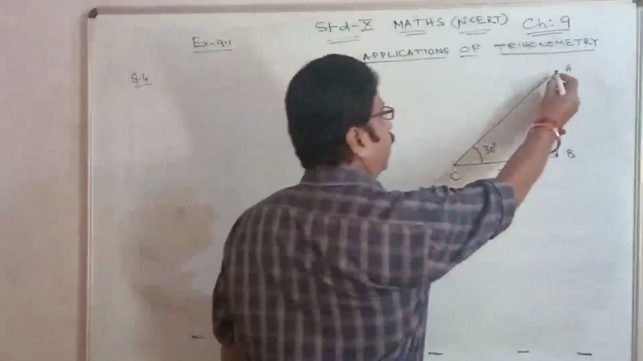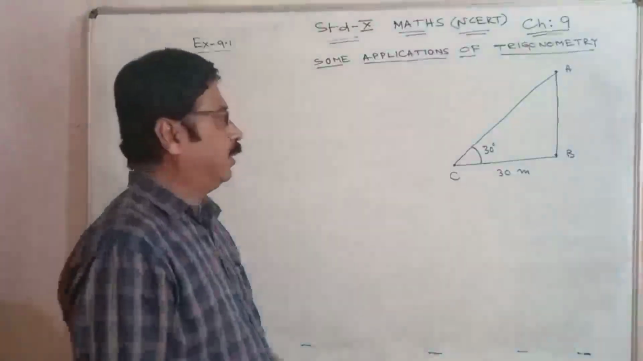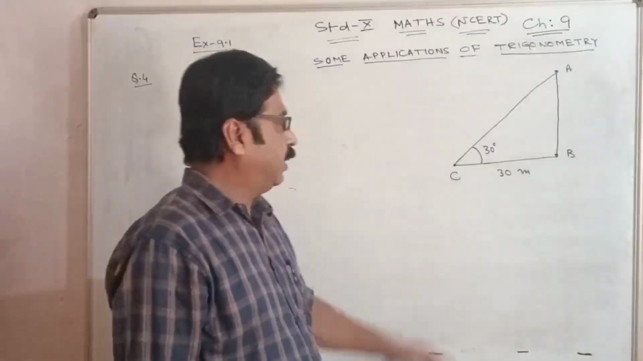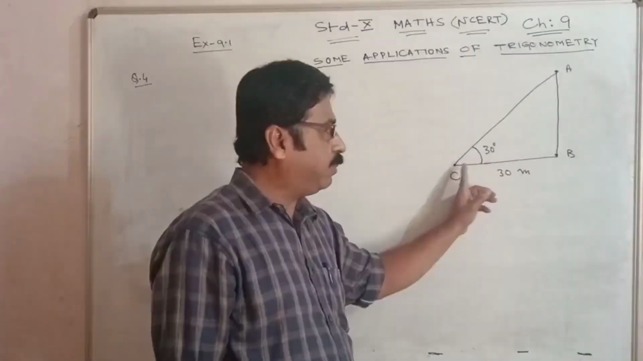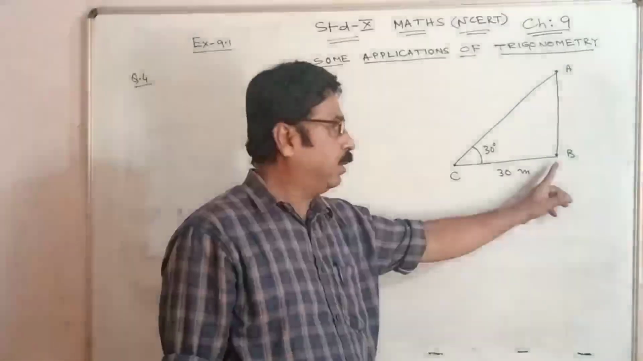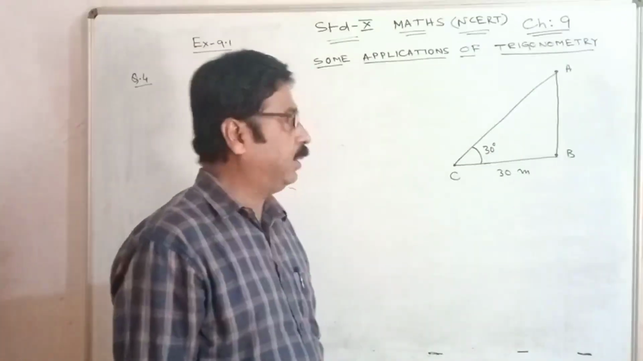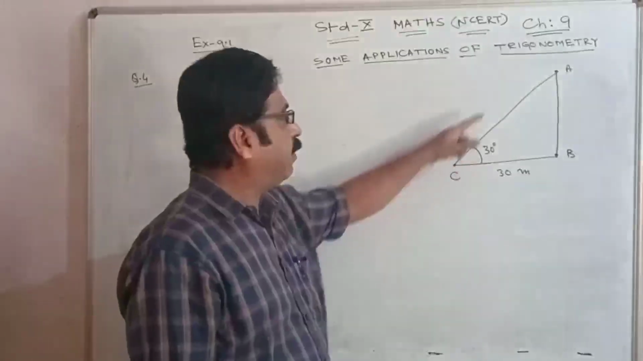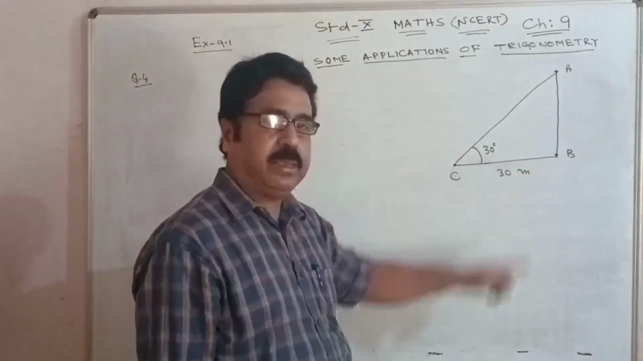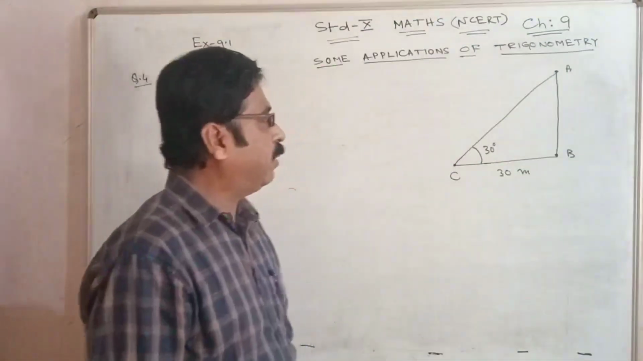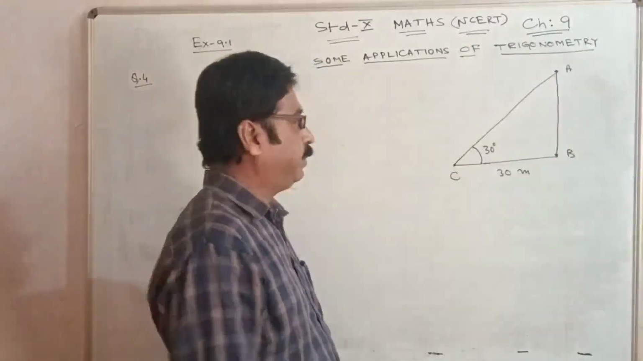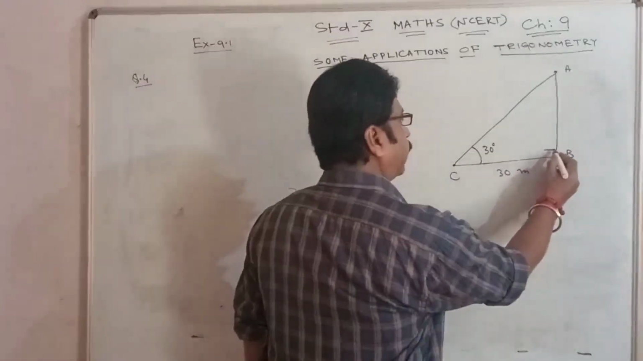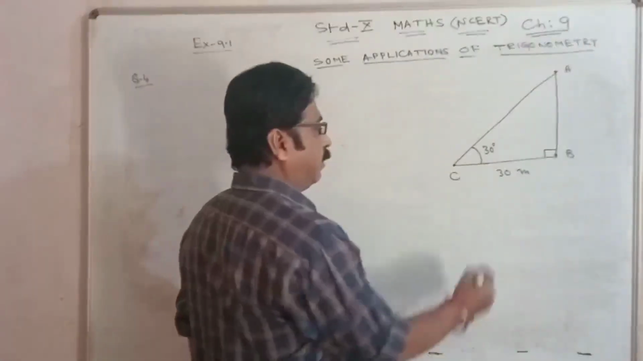So what we got? A is the top of the tower, B is the foot of the tower, C is a point located on the ground, and C point is 30 meters away from the point B, and the angle created by AC and BC is 30 degree. What we have to find? The height of the tower. AB is the height of the tower.